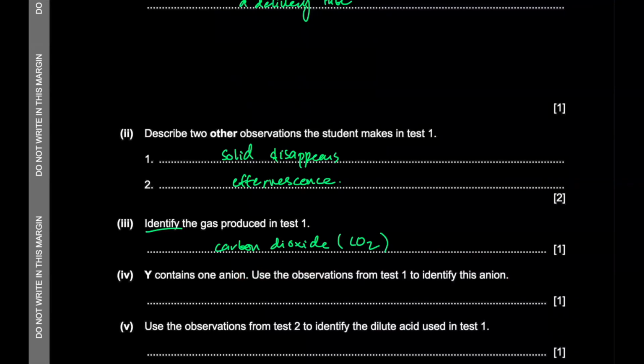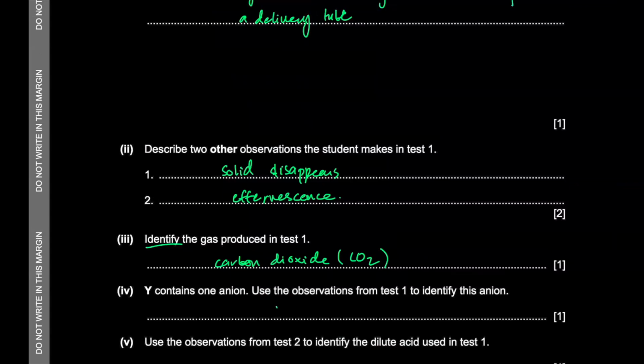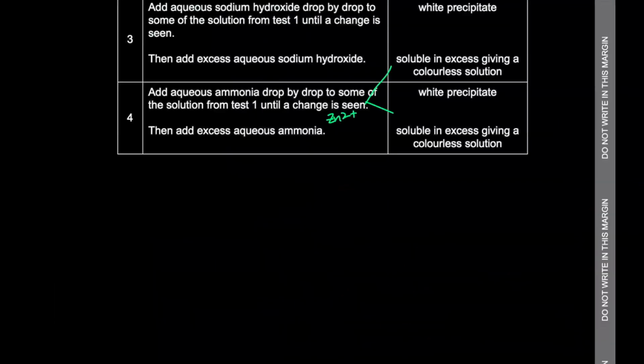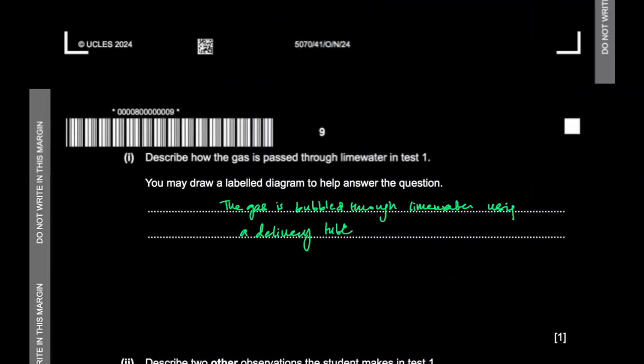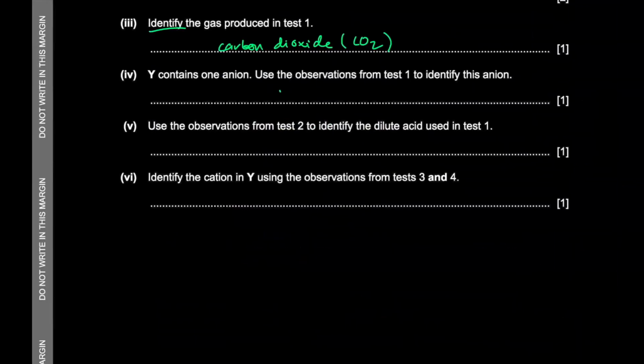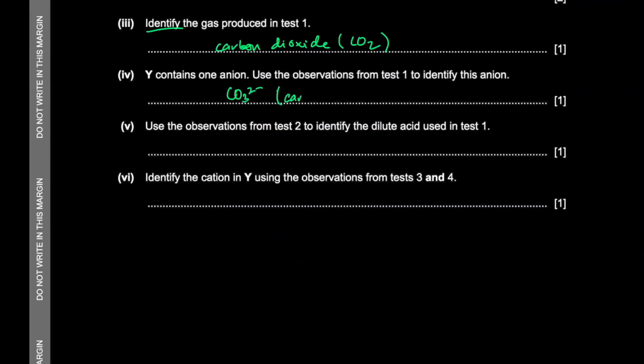So the anion present is, from the observation in test one, we determined it was carbonate, right? Because it's giving carbon dioxide. So CO3 2-. Again, if you don't remember the formula, you can just give the name. Okay. Carbonate.